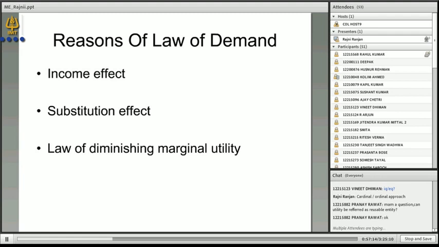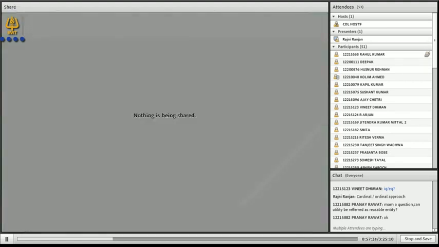As we talk about utility, we will take into consideration the cardinal approach here. For the cardinal approach, I will be sharing a whiteboard with you.